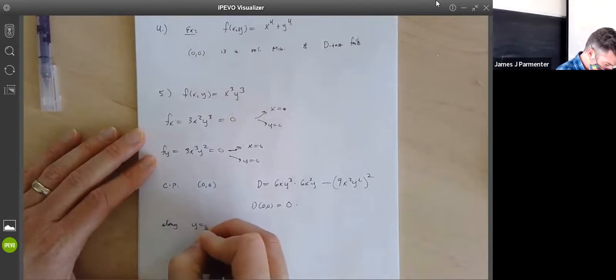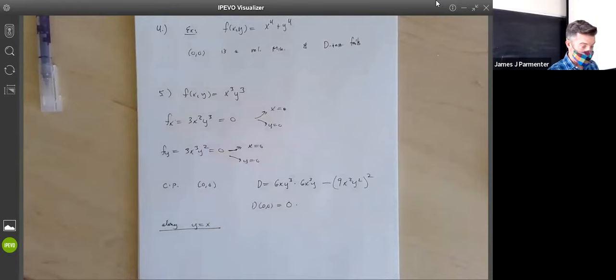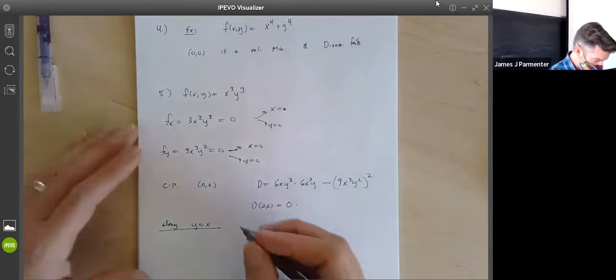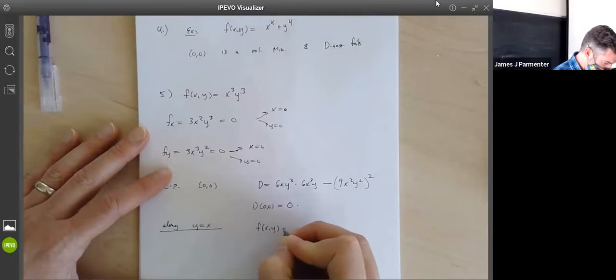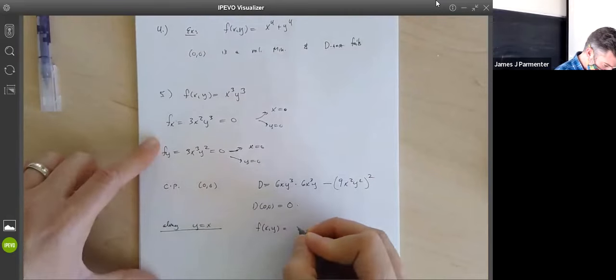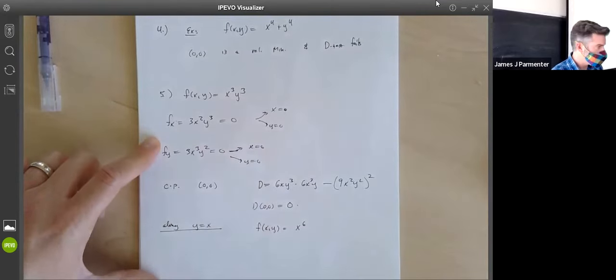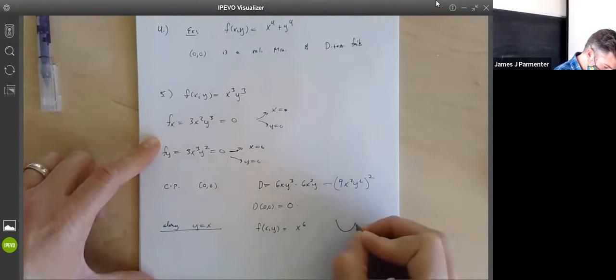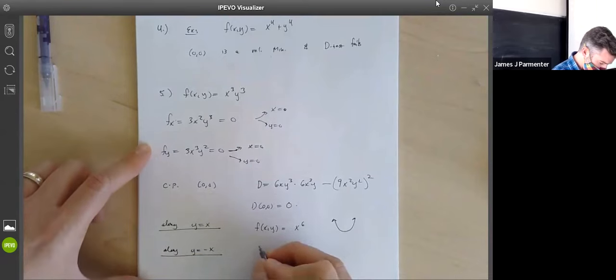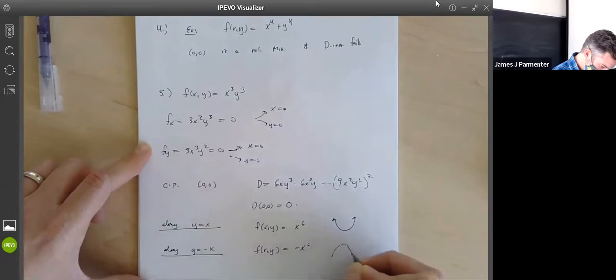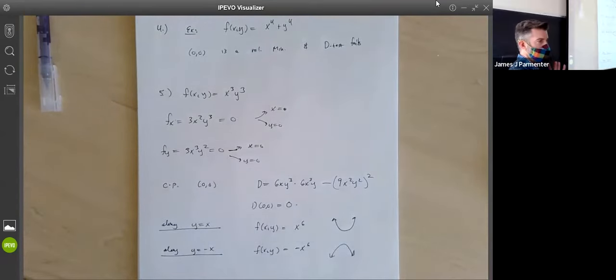Along y equals x, which definitely goes to the origin, which is what our critical point is, our function looks like f of x, y. If I plug in y equal to x, I'm going to get x to the sixth, which looks kind of like an upward opening parabola. But if I plug in, say, y equal to negative x, which also goes to the origin, f of x, y is going to look like negative x to the sixth. So one way it's upward, the other way it's downward, and that kind of thing is a saddle.